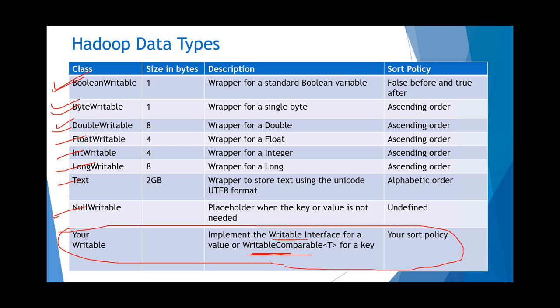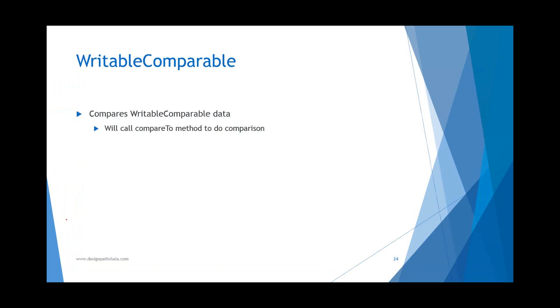Everything is customizable in this world. If you don't like what has been provided by Hadoop, just implement the corresponding interfaces and create your own objects or classes to do the corresponding work. So we have just discussed writable comparable.